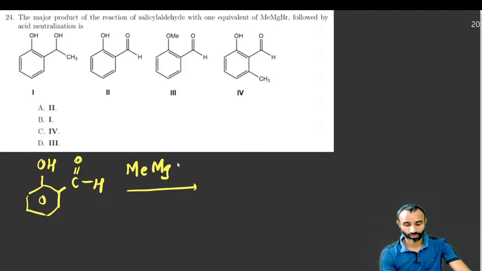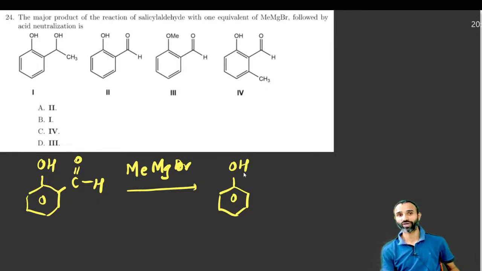Methyl magnesium bromide. First of all, why is it safely written as one equivalent? Because if it is more than one, it can react with alcohol and phenol as well. But aldehyde is more reactive than phenol towards Grignard reagent. So there is an addition reaction.